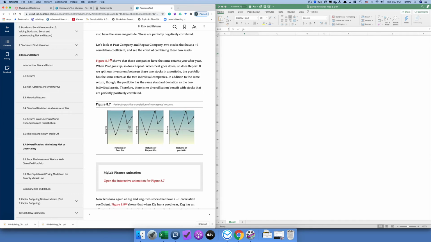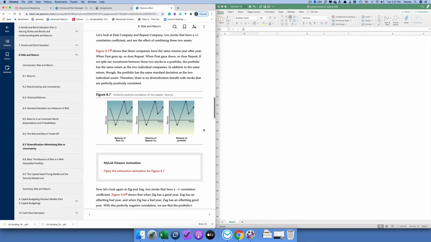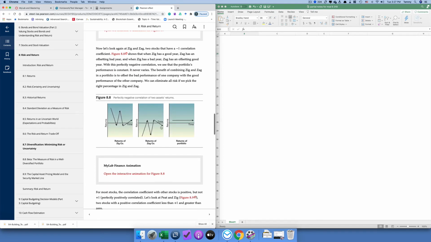So here we have perfect positive correlation of two assets. We have Pete and Repeat Company, right? It has basically just the same thing, so the portfolio is going to be equally risky because you basically are buying two perfectly positively correlated assets. But, all right, here's Zig and Zag, perfectly negatively correlated. When Zig is going down, Zag is going up. When Zig is going up, Zag is going down, right? And so when you superimpose those two on each other, you wind up with the return that is just steady with no standard deviation.